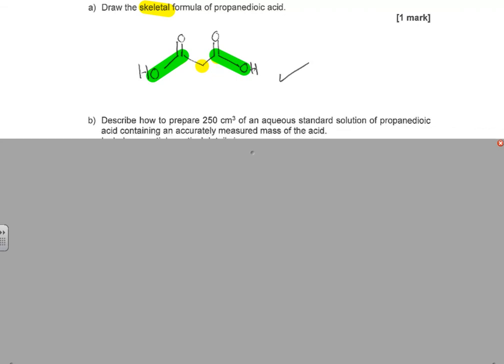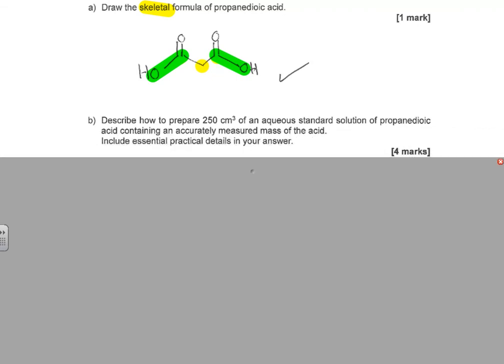So here's the practical work then. We're going to prepare a solution of this propane dioic acid. Just focus on the words in the question for us. Describe how to prepare 250 centimeters cubed of an aqueous standard solution of propane dioic acid containing an accurately measured mass of the acid. Include essential practical details in your answer.